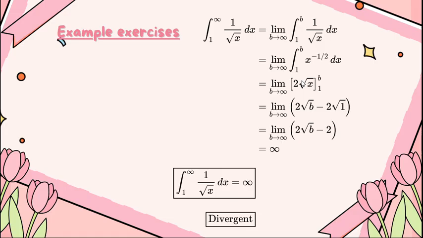So we have 2x raised to the power of 1/2, which we transform to the square root of x. So we have 2 square root of x, which comes from the power rule, evaluated from 1 to b. So the limit as b approaches infinity, we just substitute and do the subtraction. We have 2 square root of b minus 2 square root of 1, and as b approaches infinity, that results in infinity. So the series is equal to infinity, and that diverges.